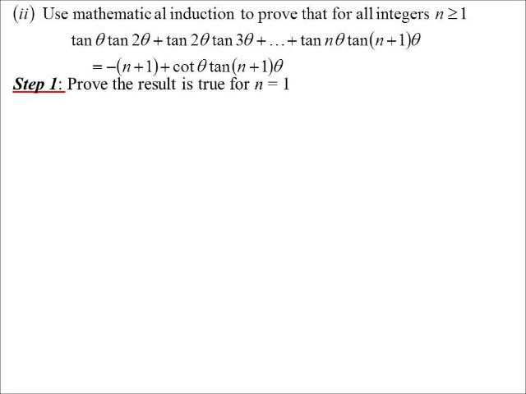Now, I've actually done the right-hand side first of all. So if I sub in n equals 1, I'll get negative 2 plus cot theta tan 2 theta. On the left-hand side, when I substitute in, I get tan theta tan 2 theta. I've got to show that these are the same.